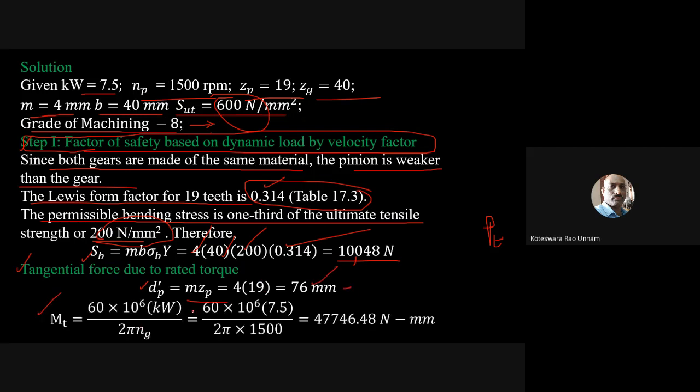Then the MT formula is 60 into 10 power 6 by 2 pi NP. If you substitute the power as 7.5 kilowatts, and the speed here is not the speed of the gear, it is the speed of the pinion, so you have to take NP, 1500 rpm, and 2 pi, you get the torque as 47,746.48 Newton mm.